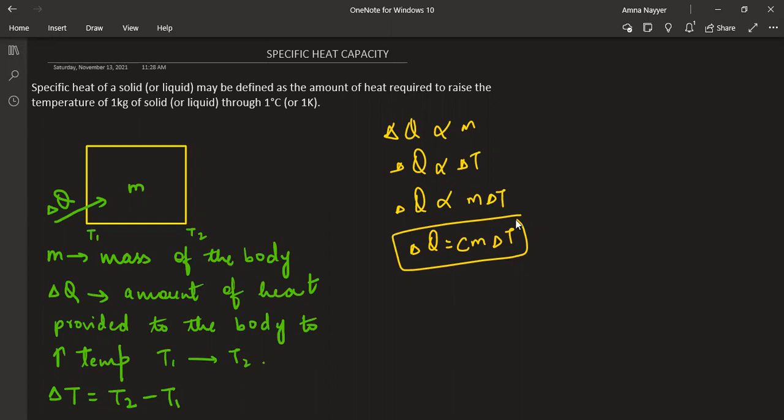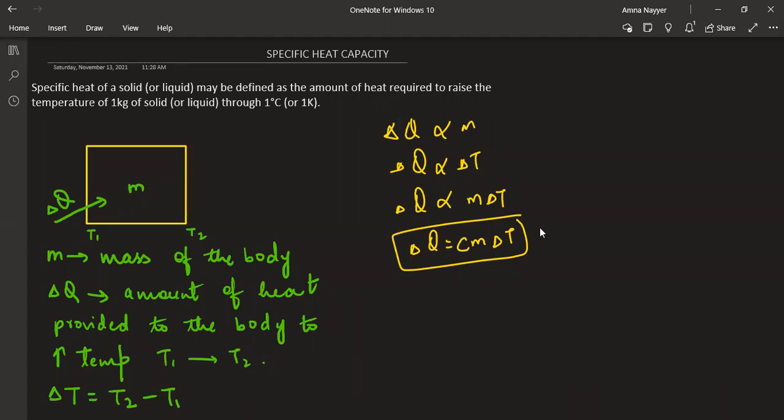What is C over here? Specific heat capacity. Fine. So specific heat of a solid or a liquid is defined as the amount of heat required to raise the temperature of 1 kg of solid or even liquid through 1 degree Celsius. Or you can take 1 Kelvin as well. SI unit of temperature is Kelvin. So you can take 1 Kelvin also.